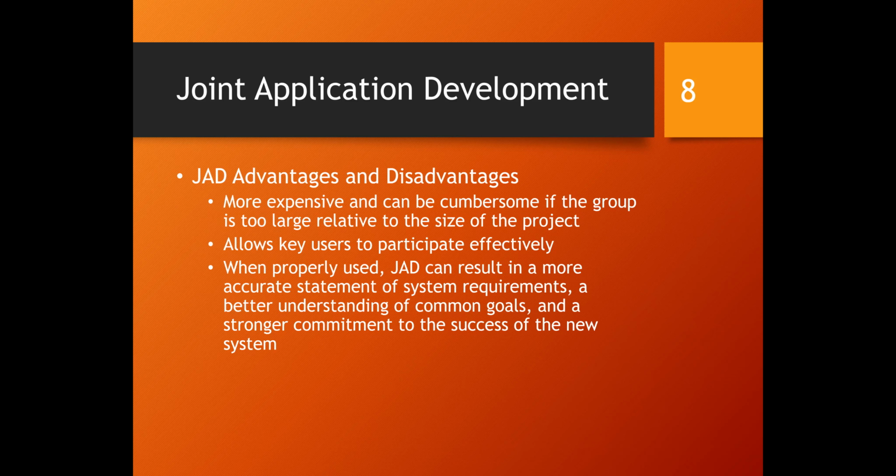We said that when properly used, JAD can result in a more accurate statement of system requirements. Sure, because key users are the owners of those processes. They know better than us. When we gather the requirements and do everything by ourselves, we may only be able to transform the users' requirements into the model maybe 85 to 90%. But if we let the key users do the modeling themselves, they can do it 100%, because the things they are doing are their own work. And also a better understanding of common goals and a stronger commitment to the success of the new system, because the owners of the process do everything themselves.